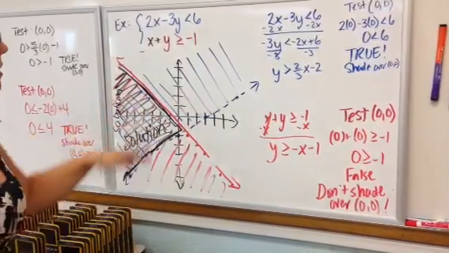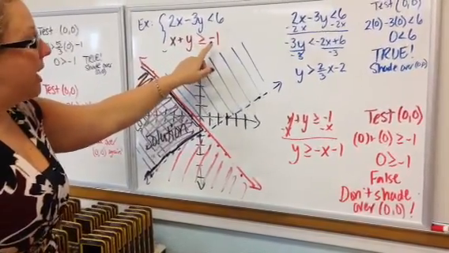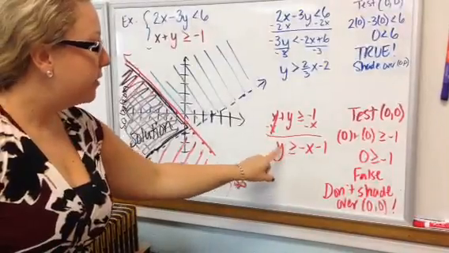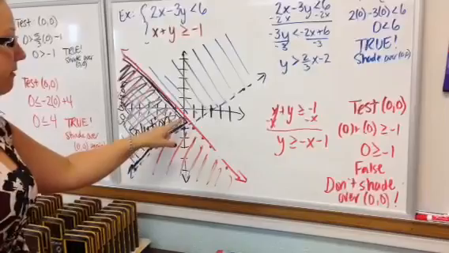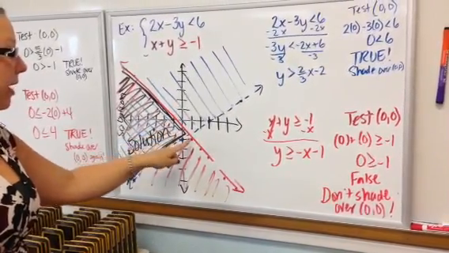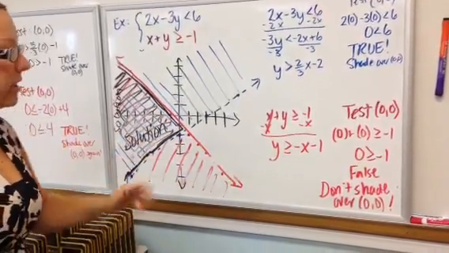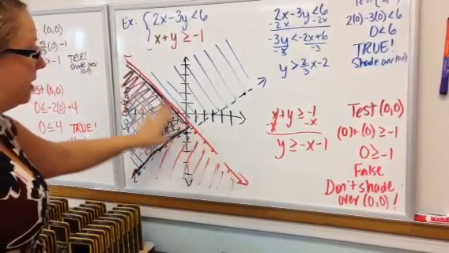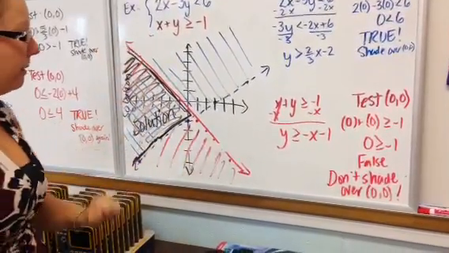Rewriting the second inequality, x plus y is greater than or equal to negative 1. I move the x over by subtracting it, so I have y is greater than or equal to negative x minus 1. My y-intercept is negative 1, and my slope is negative 1 also. So I go down 1, right 1, down 1, right 1, down 1, right 1. And because it's greater than or equal to, it's your solid line. So that's this red line right here that goes through negative 1 at the y-intercept, and your slope is negative 1.